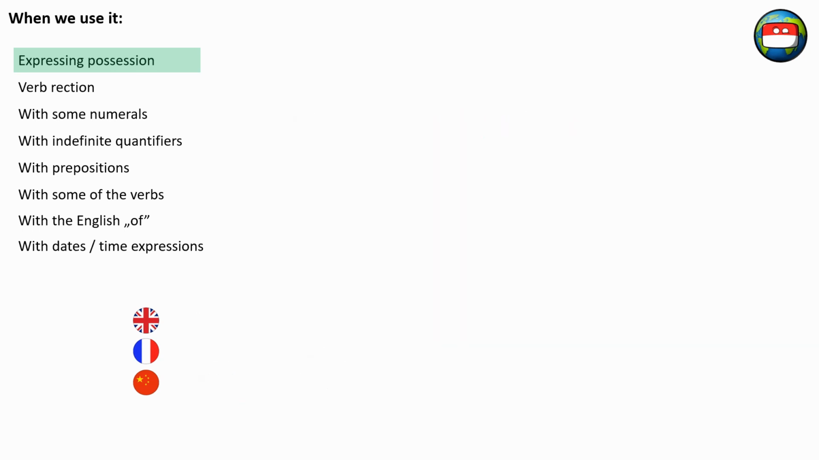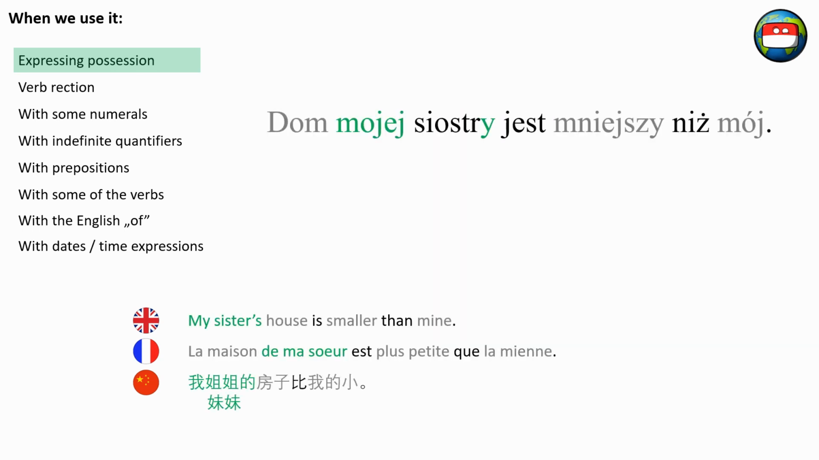A similar situation is in the sentence as well. Dom mojej siostry jest mniejszy niż mój. My sister's house is smaller than mine.